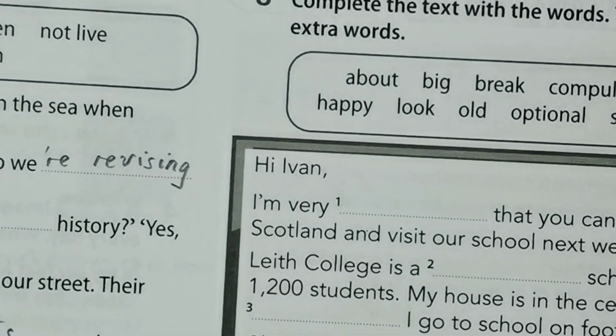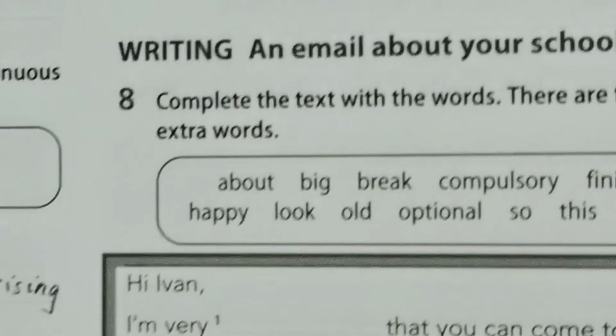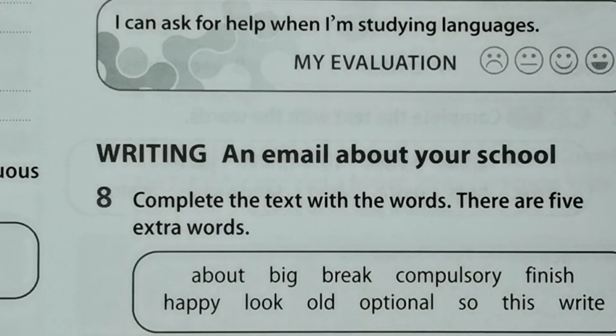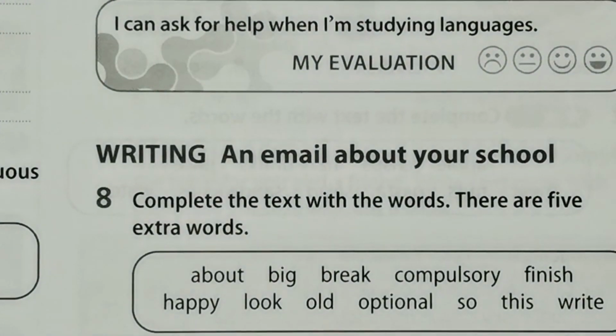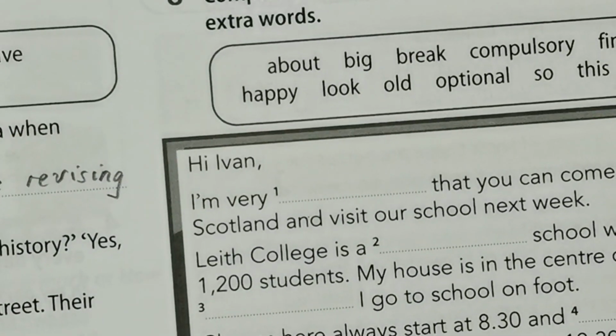So for activity 8 here. So we have completed text with the words. There are 5 extra words. So meaning there are 5 that is extra and not used in the passage here or the email here. So the email starts with "Hi Ivan."